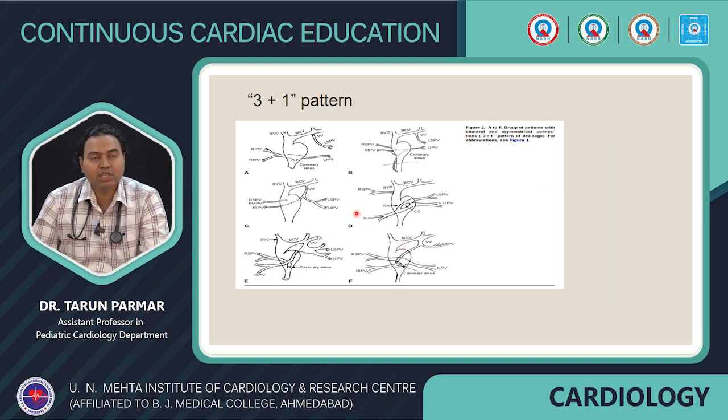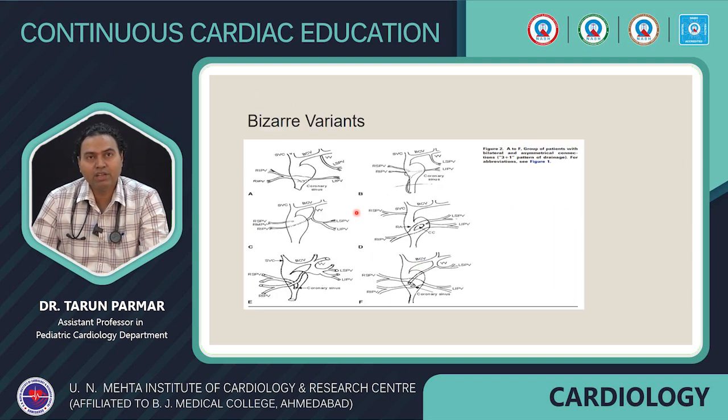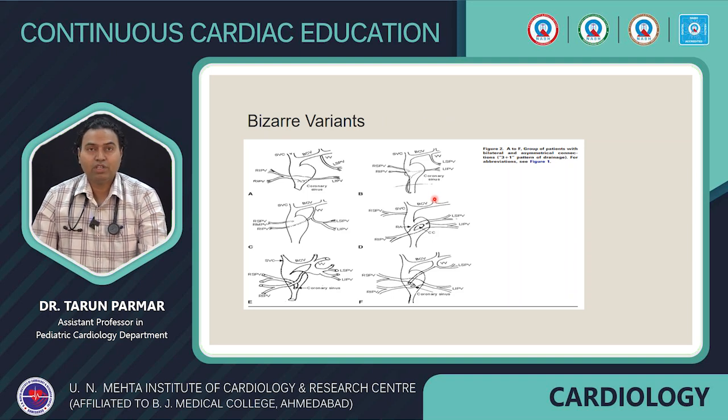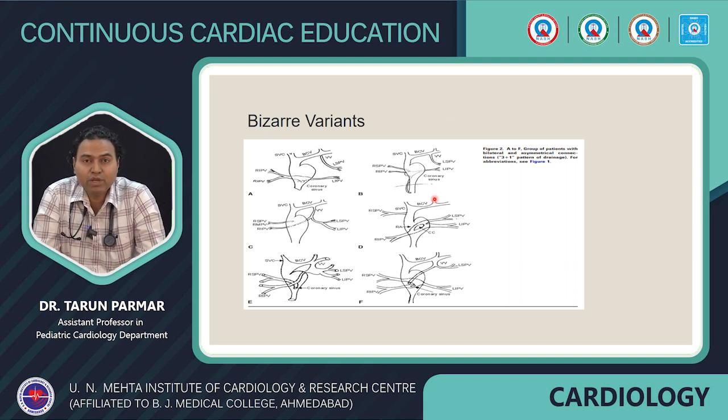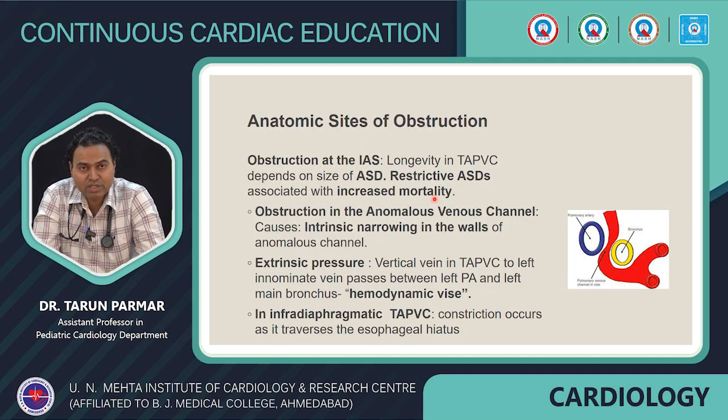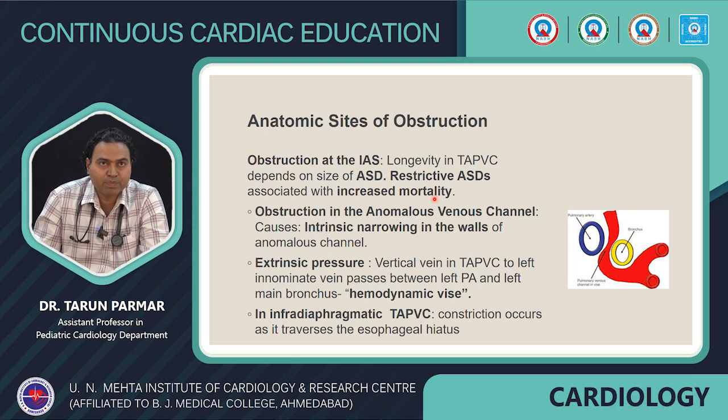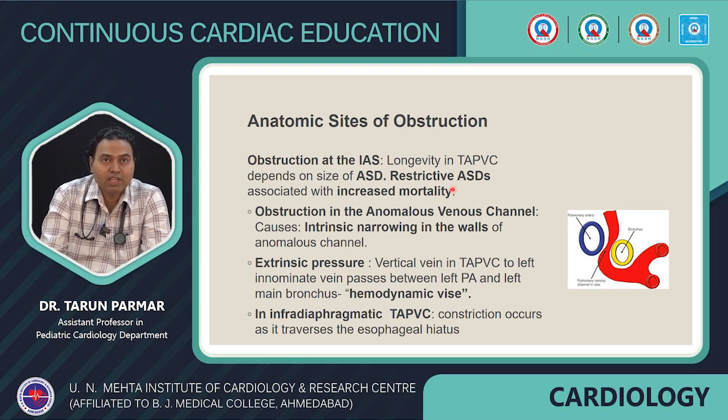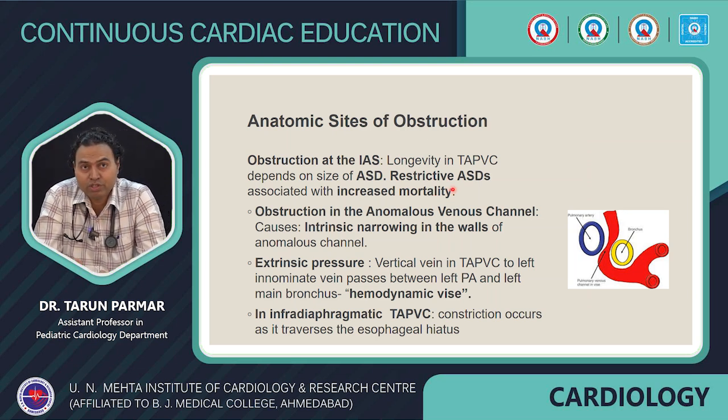So this is the pictorial presentation of the 2+2 pattern of the mixed TAPVC. This is the most common in that mixed variety, the 3+1 pattern. And these are the bizarre ones. So any combination can be possible. We have seen in the embryological aspect also, when the connection with the common cardinal vein persists, that will lead to the supracardiac TAPVC, and when the connection with the umbilicovitelline system persists, then it will lead to the infracardiac TAPVC.